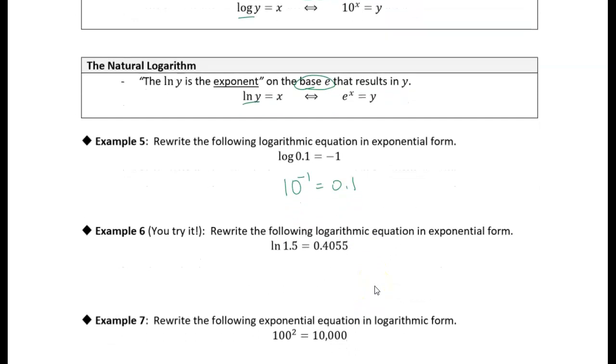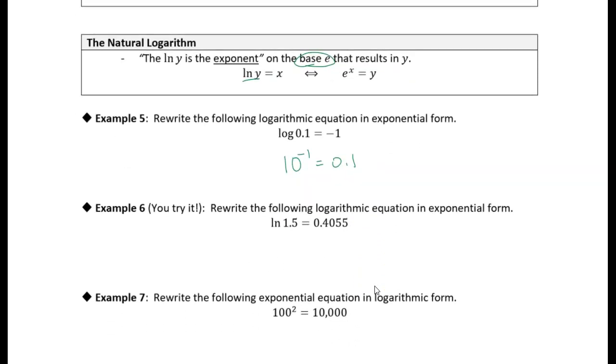You can pause the video or keep going and watch me go through it. Again, now here we have the natural log, so the base is e. What's the exponent? It's 0.4055. It's what you get when you take the log of a number: the log is the exponent. And the result is 1.5.